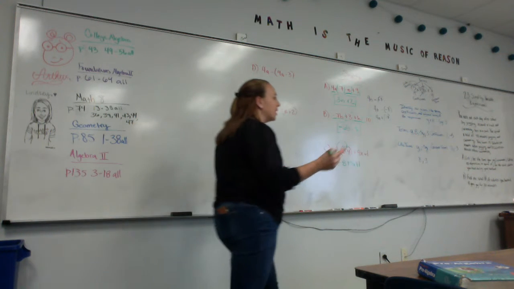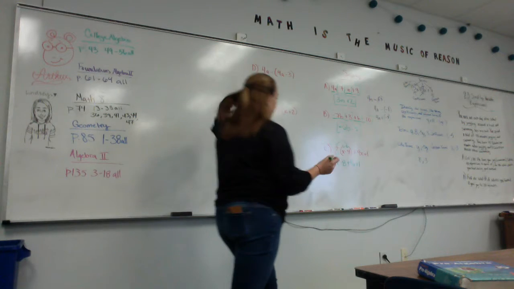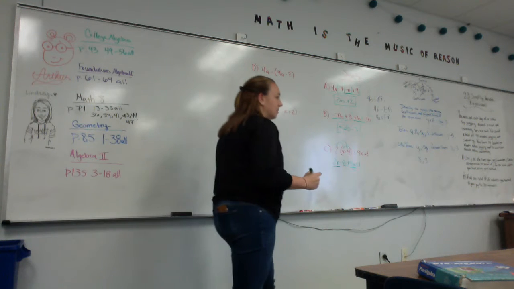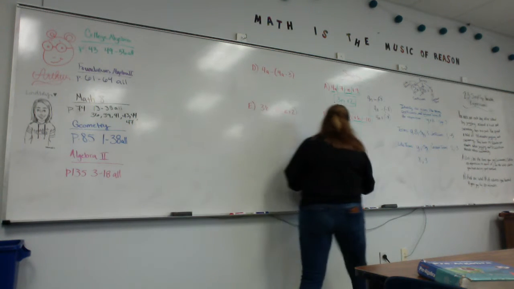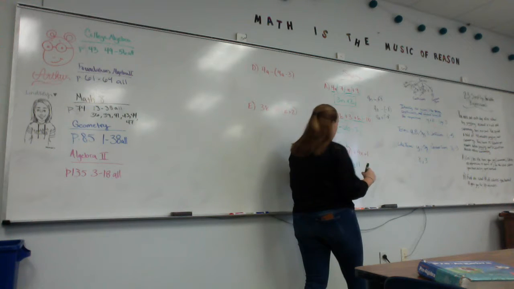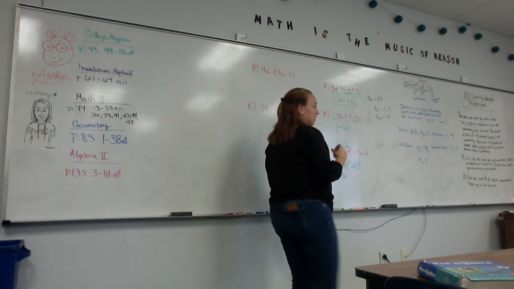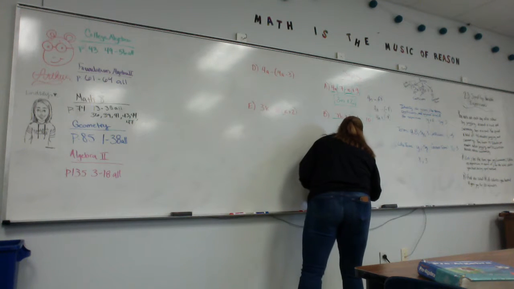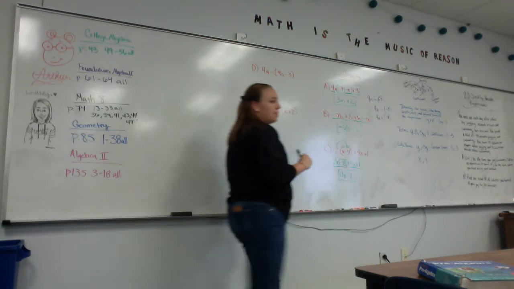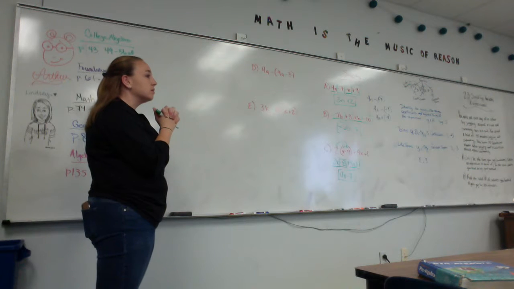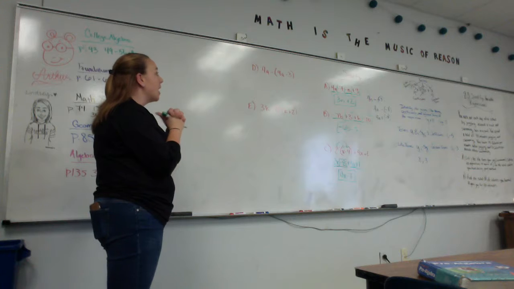Now what can I do? Combine like terms. Josh, what is 2x plus 9x? 11x. Good. And what is negative 8 plus 1? Negative 7. So you have to distribute before you can combine like terms. Good job, guys. Any questions on that? Any questions there? Okay.